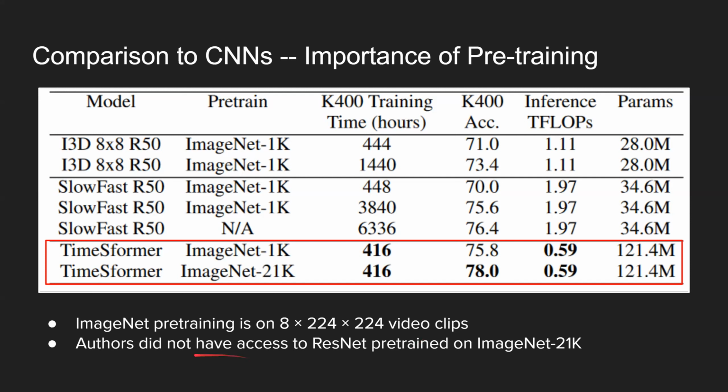And then it's important to note as well, right here, it kind of shows up. The authors didn't have access to a ResNet that was pre-trained on ImageNet 21K. So the most accurate SlowFast model was actually not pre-trained, but it was just trained for 6,300 hours.